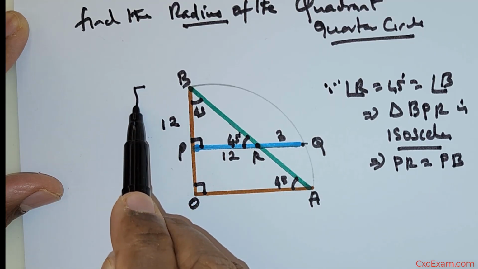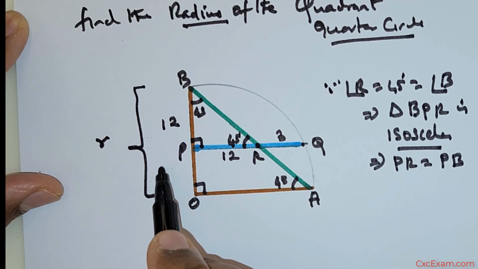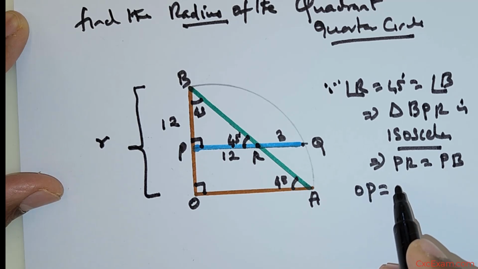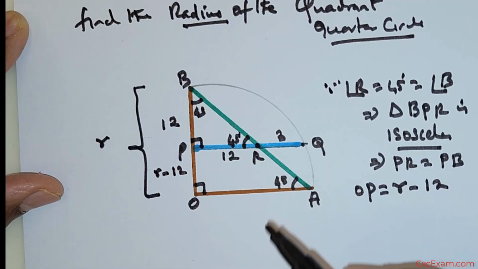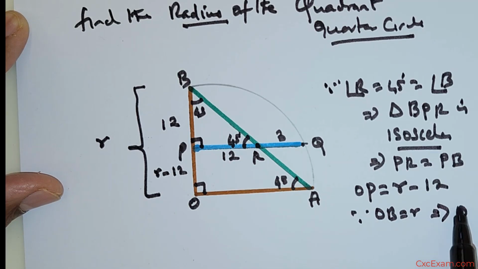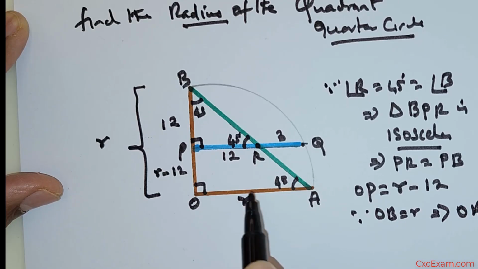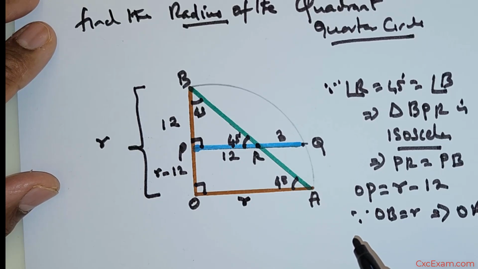If I were to take this entire distance as small r, then this distance OP is going to be small r negative 12. Fair enough. Okay. So that is got. And since OB is equal to R, this means OA is equal to R. So this will also be equal to R. So much so for that. So now we will have to figure out how exactly we can apply Pythagoras. Okay.